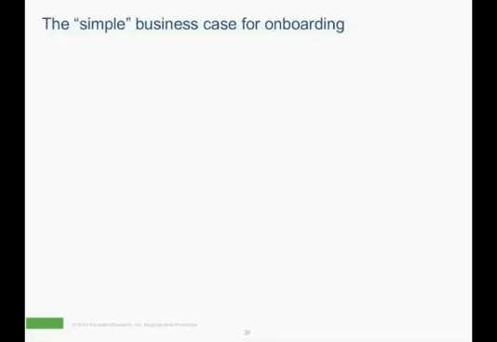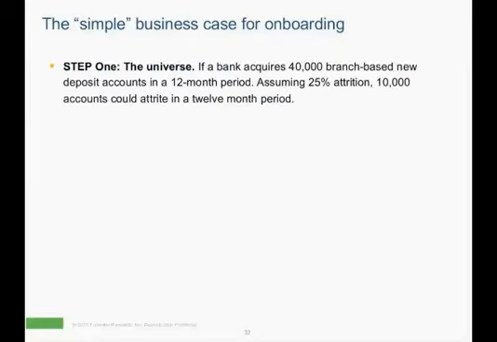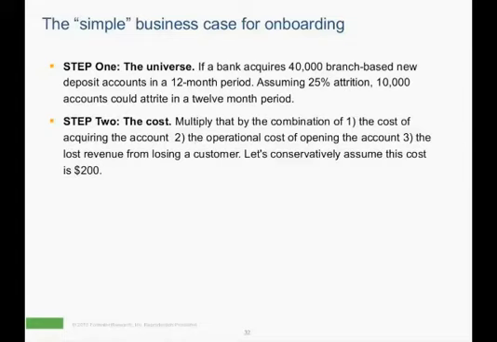Here's a simple business case drawn from some information that Harlan Clark actually put together. Let's understand the universe. So let's say, for example, 40,000 branch-based deposit accounts in a 12-month period. Assuming a 25% attrition, that's about 10,000 accounts that could attrite within a 12-month period. What does that mean cost-wise? Well, you have to remember a couple different factors. There's the cost of acquiring the account, the operational cost of opening the account, the lost revenue from losing the customer, so revenue that you might accrue, cross-selling that might happen. Let's conservatively assume that that cost is around $200.